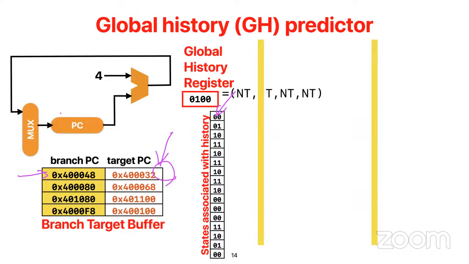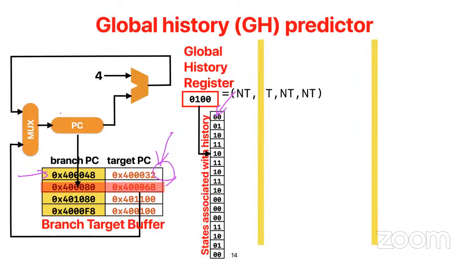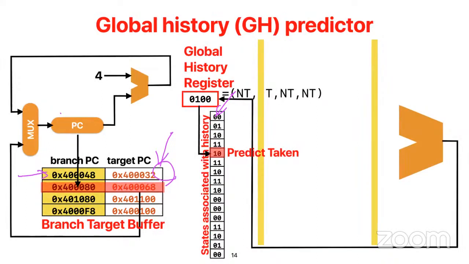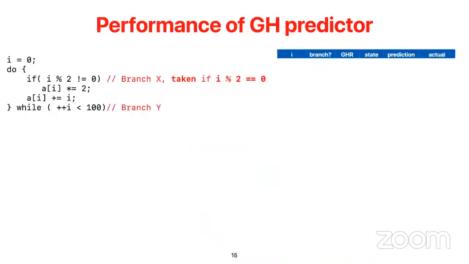So what happens here is that when I receive a PC that is a branch, I would use the target PC if I want to predict taken. But to predict whether it's taken or not taken, I am using the global history register. For example, here we have 0100, which means that I should reference index number 4, which is the 5th entry within this table of states. And if the value here says 10, it means that I should predict taken. When a branch gets resolved, we feed back the actual branch outcome to the global history register, as well as update this counter, like what we just did before for the bimodal predictor.